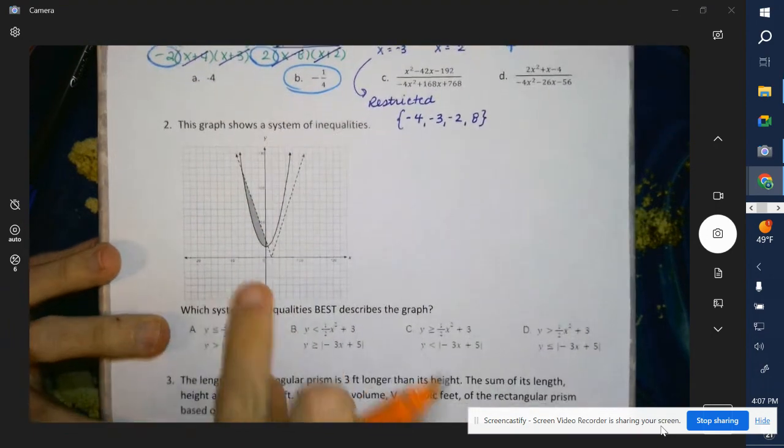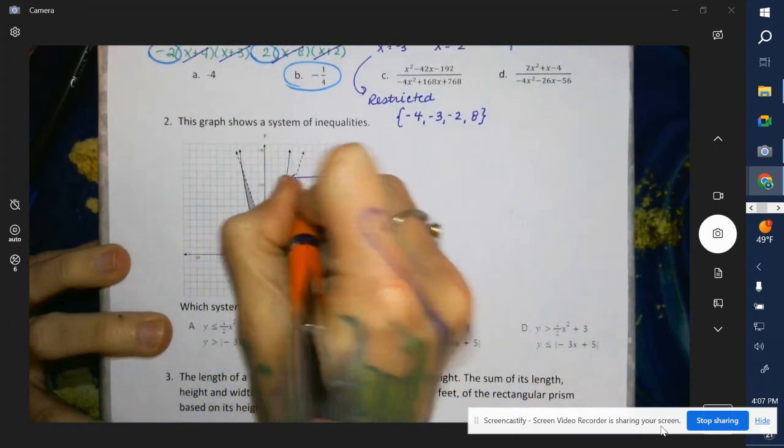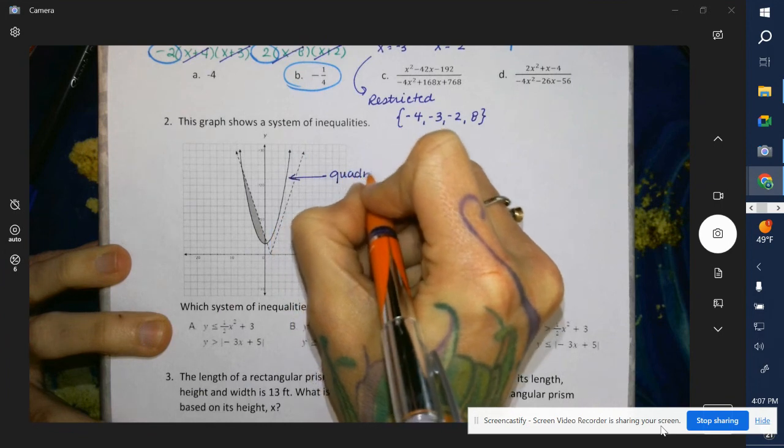All right, inequalities. We have a quadratic and an absolute value.